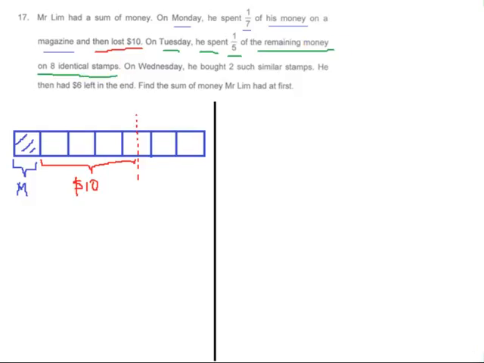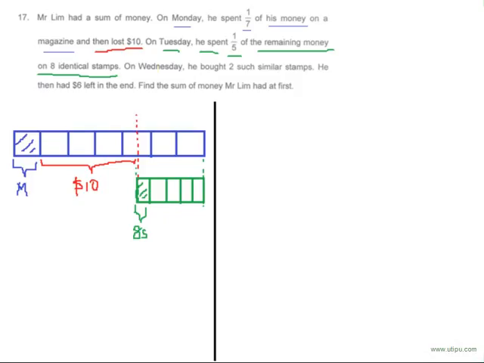So the remaining part is this section here, and we need to do a drop down of the model and draw a total of 5 units here. And out of these remaining 5 units, he spent 1 unit on 8 stamps. So I know that this 1 unit is going to be equal to 8 stamps, which is represented by the S.